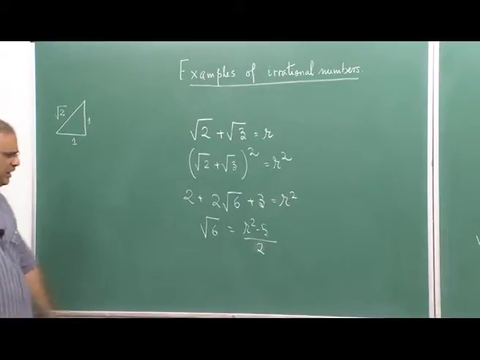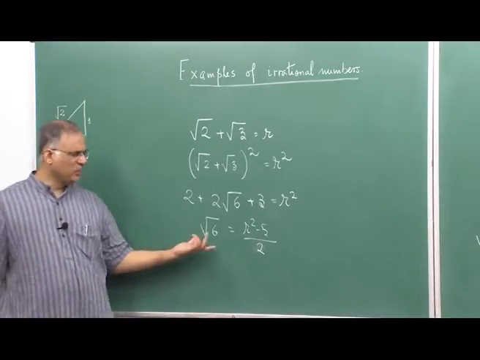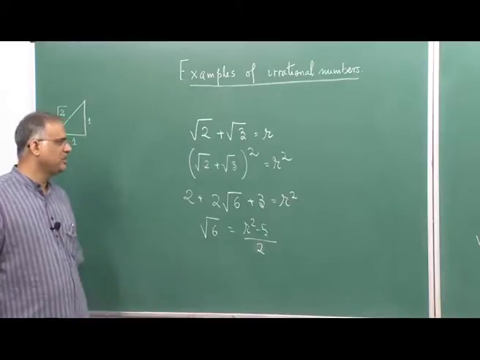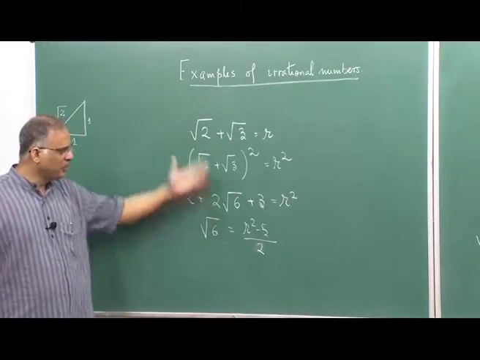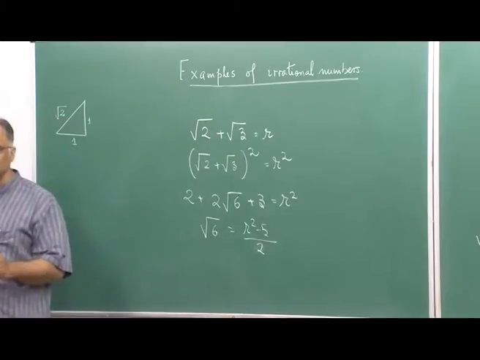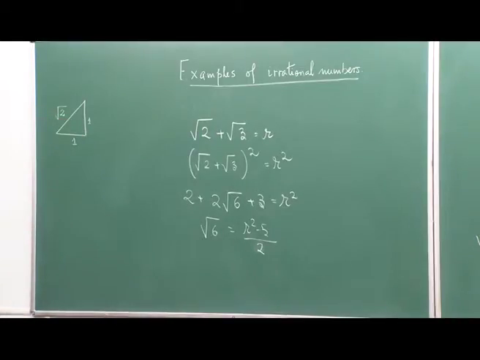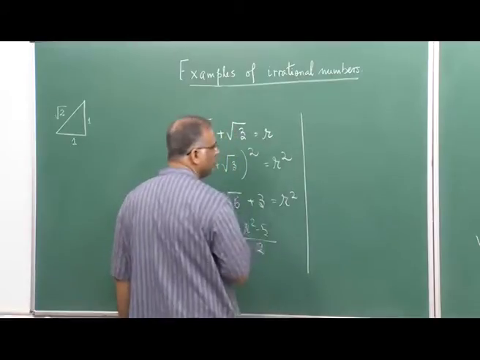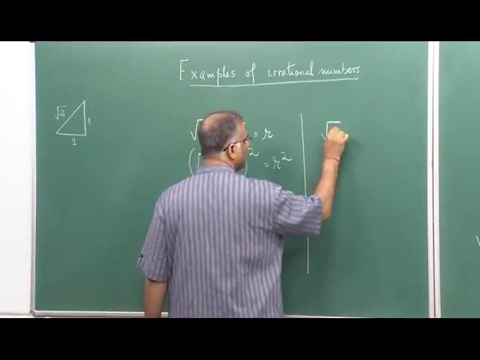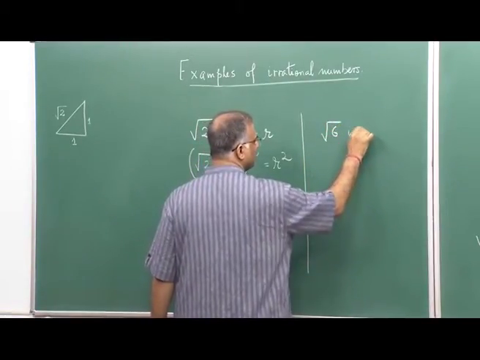Then the question would arise, is root 6 a rational number? If root 6 is a rational number, then okay, what I am writing is true. So, if you want to prove it irrational, you have to prove that root 6 is irrational, and that is exactly what I want you to prove. You can keep on thinking about this. So, how would you prove that root 6 is irrational?